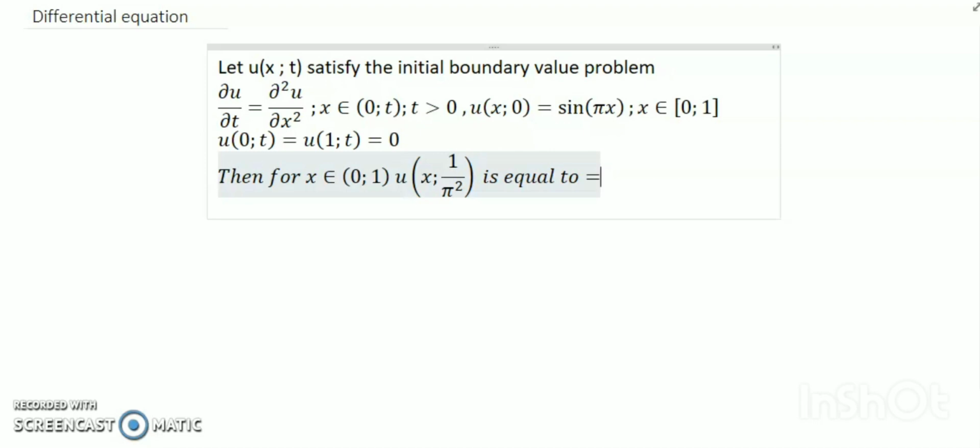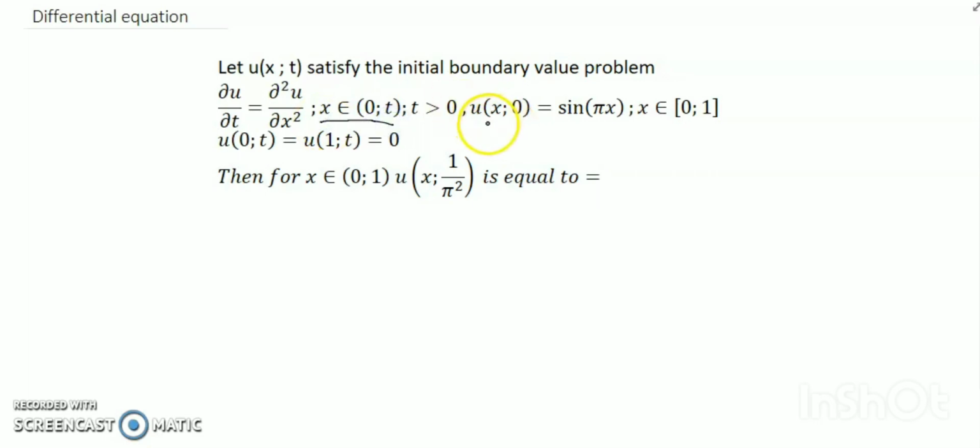Today's discussion is the heat equation. Let u(x,t) satisfy the initial boundary value problem: del u by del t equals del square u by del x square, x belongs to (0,1), t greater than 0, and u(x,0) is equal to sine pi x, and u(0,t) = u(1,t) = 0. Then for x belongs to (0,1), find u(x, 1/pi square) equals to.